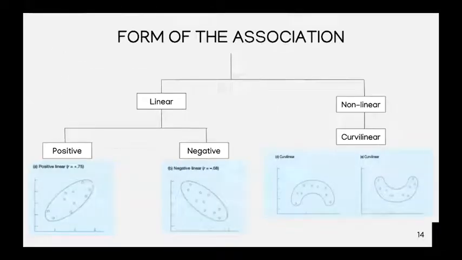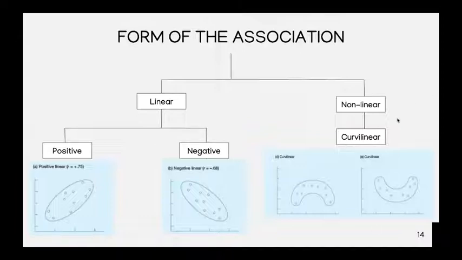So here are the forms of the association. We have 2 types of form here. The first one is linear and the next one is non-linear. In linear form, we have positive and negative. The correlation researchers identify the form of the plotted scores as linear or non-linear. The positive linear relationship means that as scores on one variable increase, the scores on another variable increase at a steady rate. While in a negative linear relationship, low scores on one variable relate to high scores on the other variable.